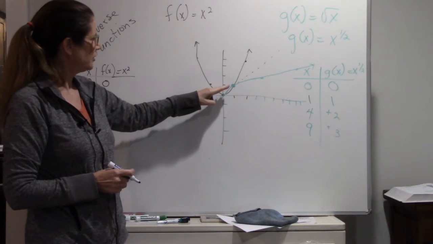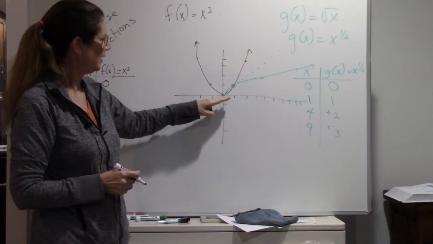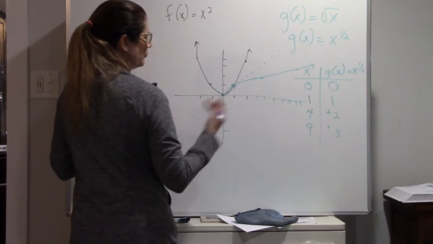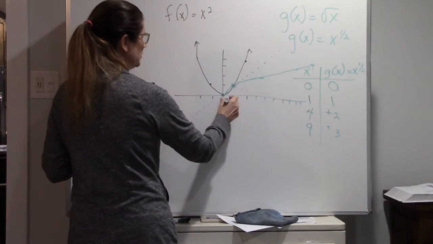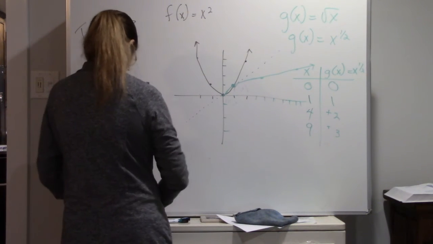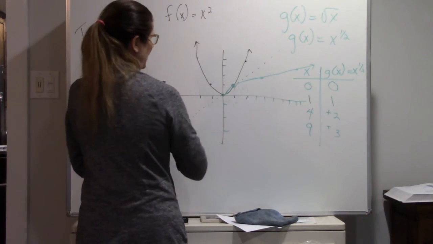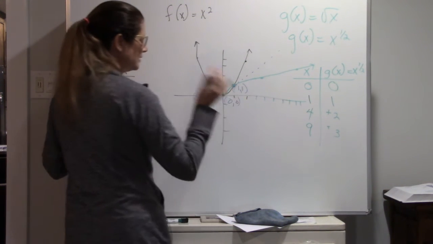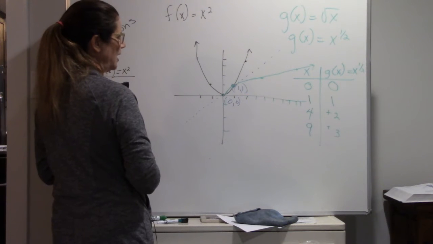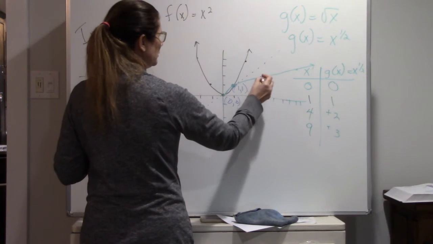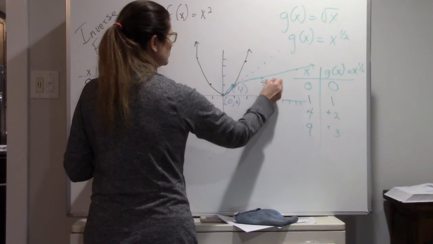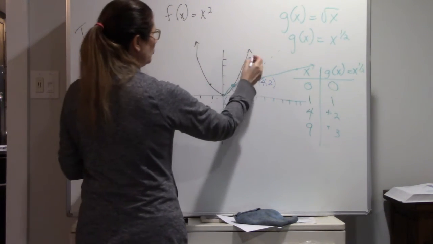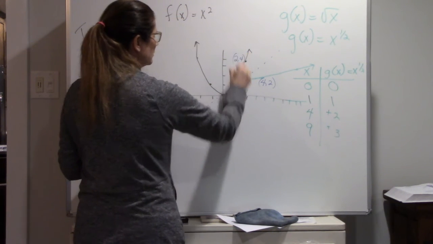What you'll also notice is if I name these points, this point right here is 1, 1, so there's really no difference here. This one is 0, 0. Okay, so I have 1, 1, and I have 0, 0. So there's not a big significance on that. But when I plug in, this one is 4, 2. Well, on my x squared graph, I have a point 2, 4.